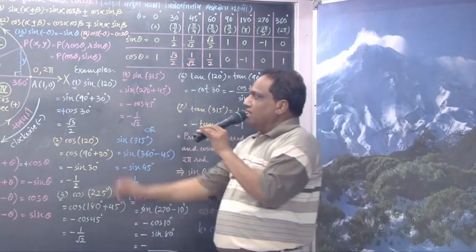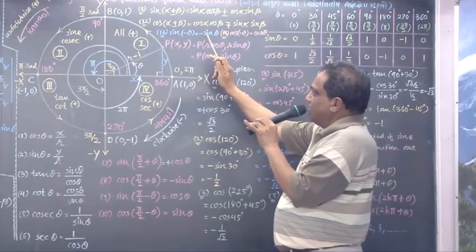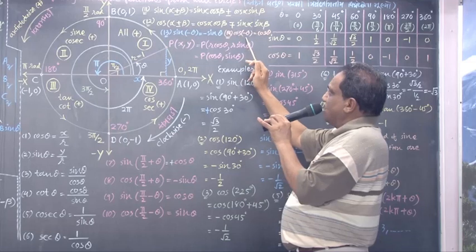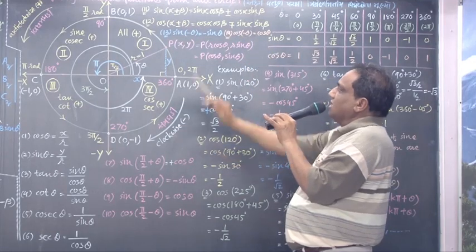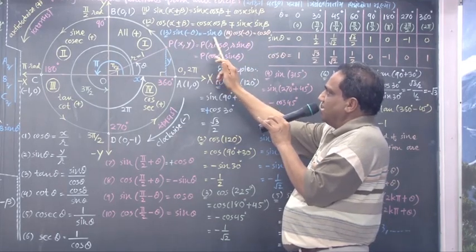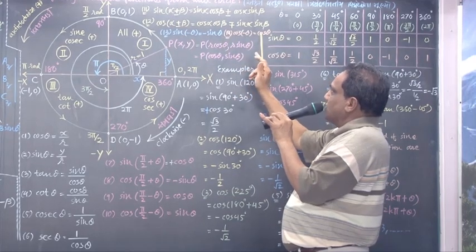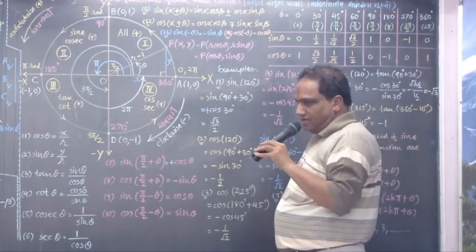And two very little formulas. Sine of minus theta is found to be minus sin theta, and cos of minus theta is found to be cos theta. Sine of minus theta is equal to minus sin theta. Cos of minus theta equals to, how to get it?